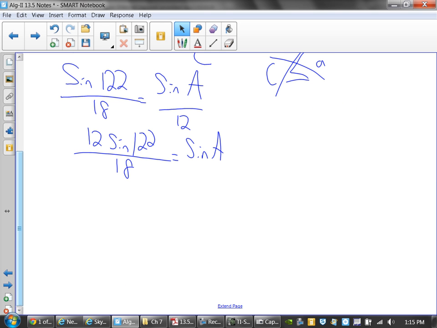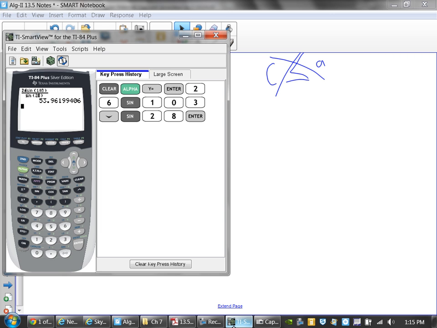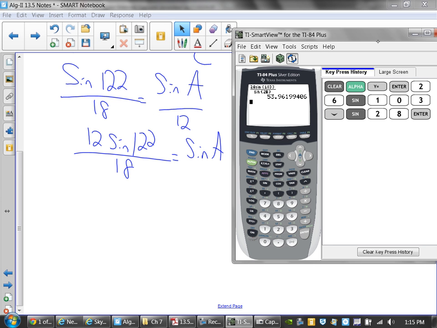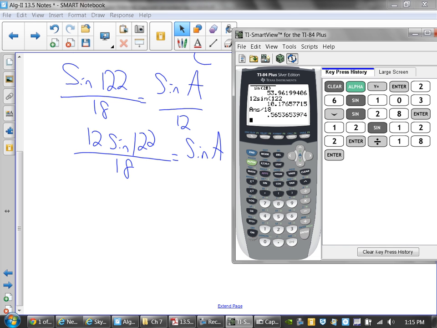All right? Is everybody okay with that? Yeah. From this part, all you need to do is use your calculator. Let me show you how this is going to look. I can type in 12 sine 122, hit enter, divided by 18, and that equals the sine of angle A. To figure out what angle A is, all I need to do now is hit second sine to get the inverse of my answer.